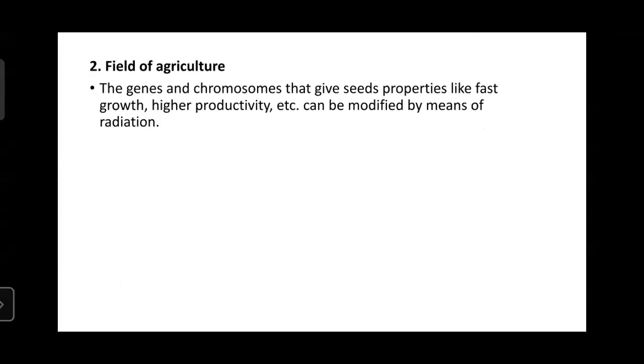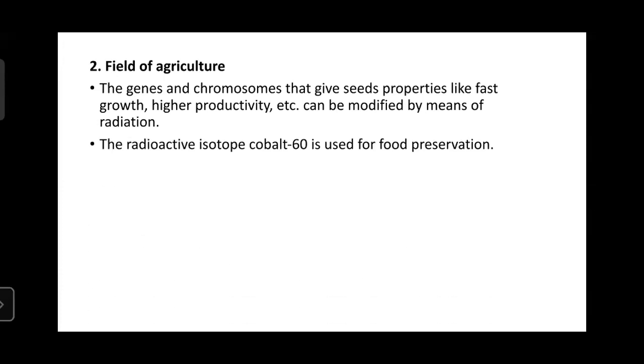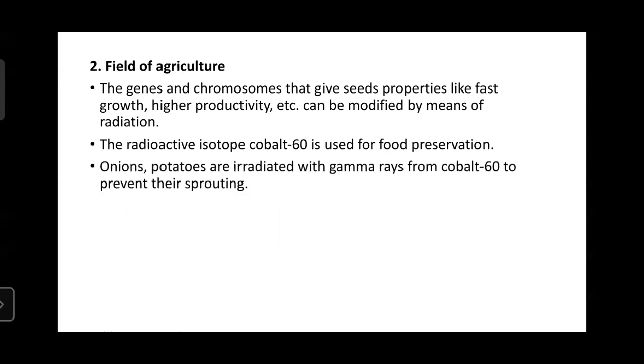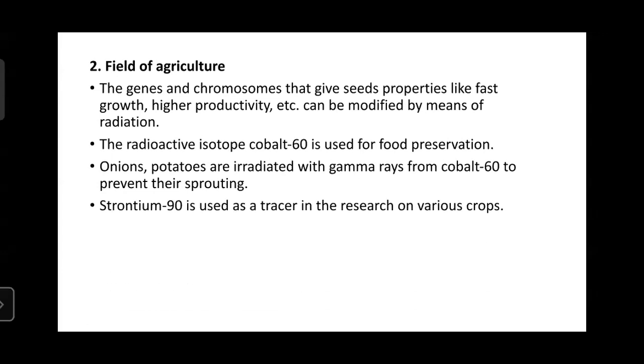Next, field of agriculture. In this field, the genes and chromosomes that give rise to seeds having properties like fast growth and higher productivity can be modified by means of radiation. So radioactive isotopes like cobalt-60 are used for food preservation. Onions and potatoes are irradiated with gamma rays from cobalt-60 to prevent their sprouting. Strontium-90 is used as a tracer in research of various crops.